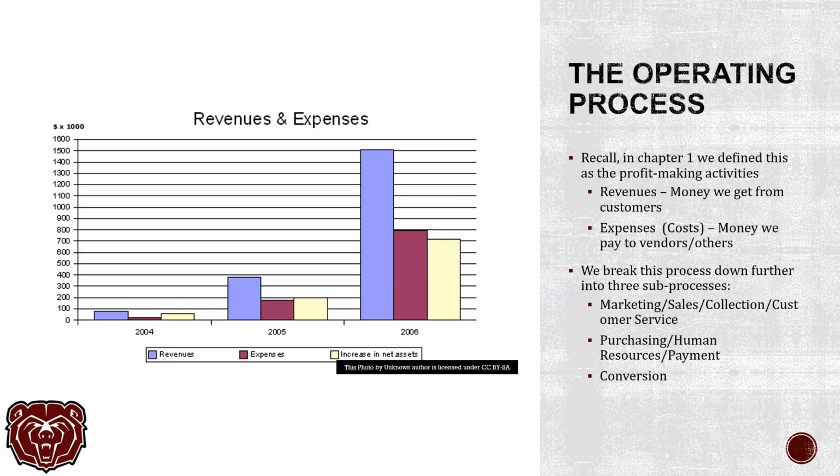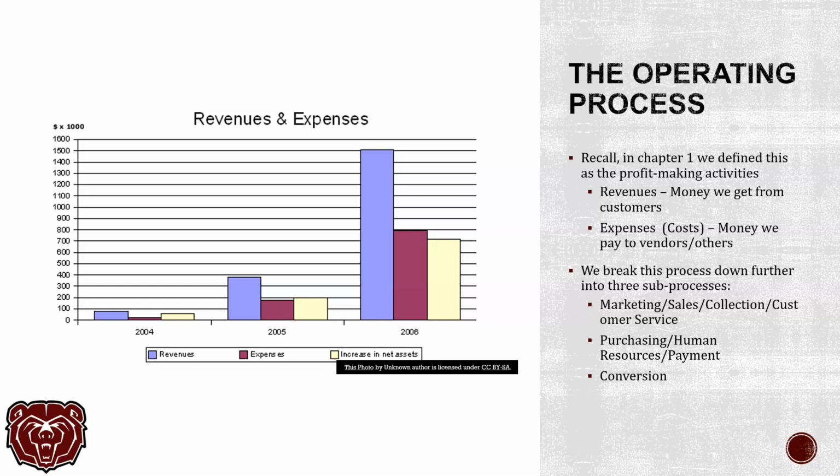So with the operating process, we're also going to break it down just a little bit further into 3 separate sub-processes, right? We're going to break it into sub-processes that have to do with marketing, sales, collections, customer service, right? And then purchasing, human resources, payment, and then conversion. Okay, so the first one, that's going to be our money making. All of those departments right there, they're revenue generating departments. The purchasing, the human resources, the payment, those are all going to be cost, right? They do not generate revenues for it. We incur expenses through those departments.